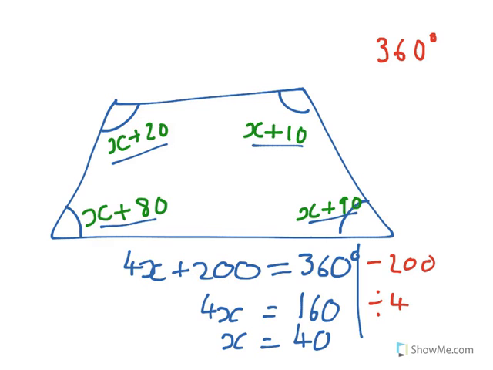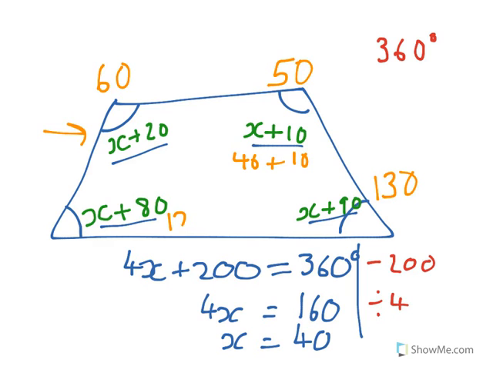So now you can go back to your diagram and work out each individual angle. So we'll start on this top left up here. We know x is 40 plus 20, that would be 60. That would only be 50 because it's 40 plus 10. This one over here would be 40 plus 90, that would be 130. And this would be 120. If you add those all up, they come to 360 degrees.